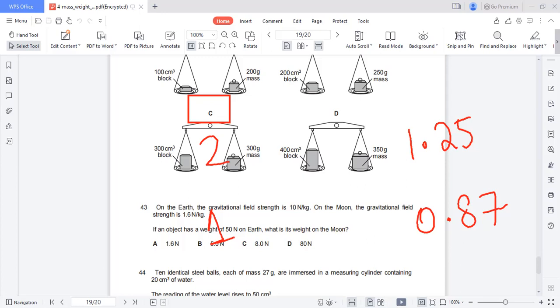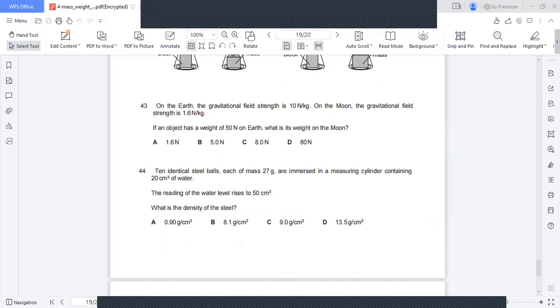Number 43. On Earth, gravitational field strength. Now, again, 43 is a kind of repeated question. I'm not going to solve this.